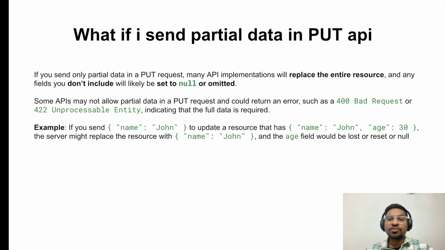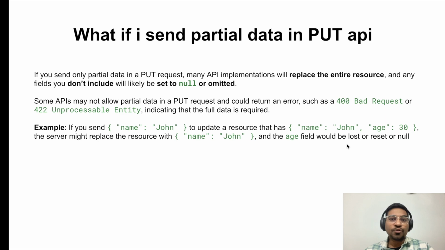So it is based on how exactly your API has been implemented. For example, if you send name John to update a resource that has name John and age 30. If you have a resource with two fields, one is name and the other is age, and you want to do a partial update of only the name, then the name will be replaced and the age field might be lost, reset or set to null.